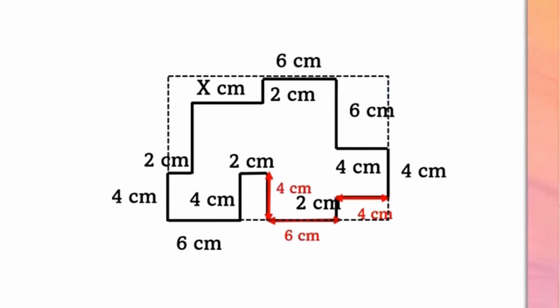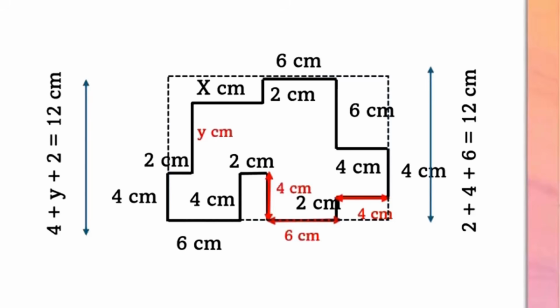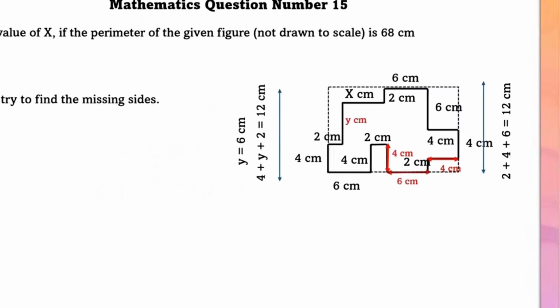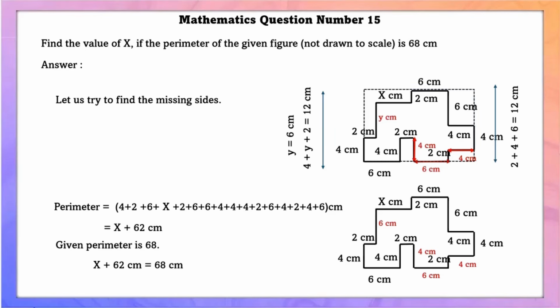Now, if we take this whole figure as a rectangle, we can find one of its lengths, that is 12 centimeters. If one of its lengths is 12 centimeters, then the opposite side will also be 12 centimeters. By using this, we can find the value of the variable that we have given, that is y. If we find the value of y, we will get it as 6 centimeters. Now, using the perimeter of the given figure, we can find the value of x. So, x is equal to 6 centimeters.